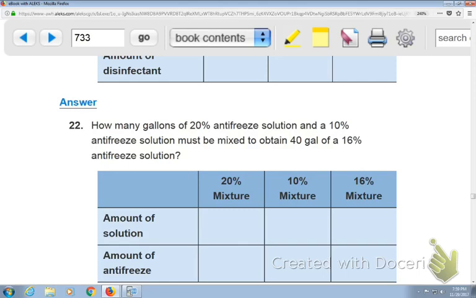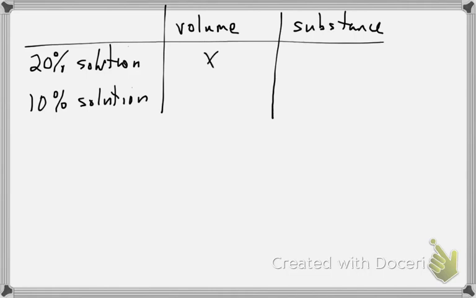What would that represent in my boxes? The volume, right? The total volume. How much of this one do you pour and how much of this one do you pour? And you don't just pour the part that's antifreeze, you pour the whole thing. So that means X and Y are here.